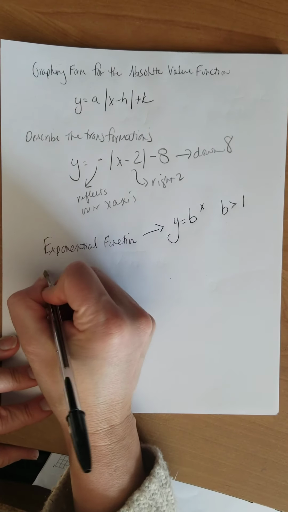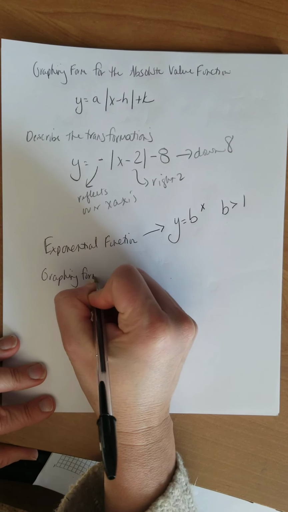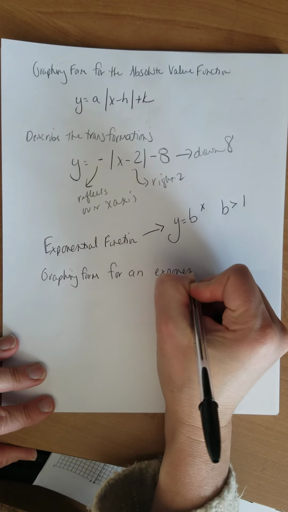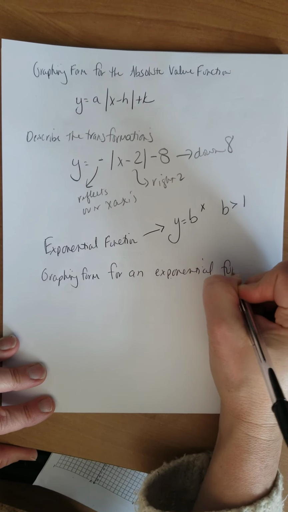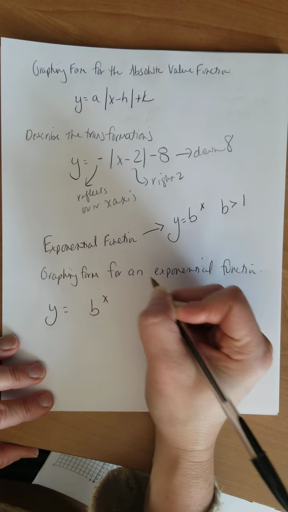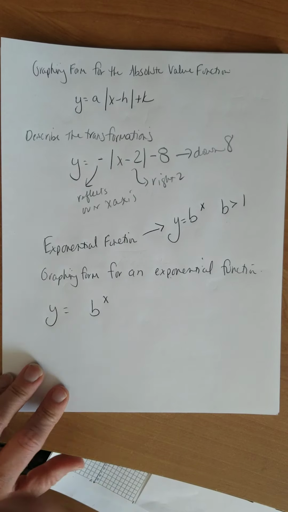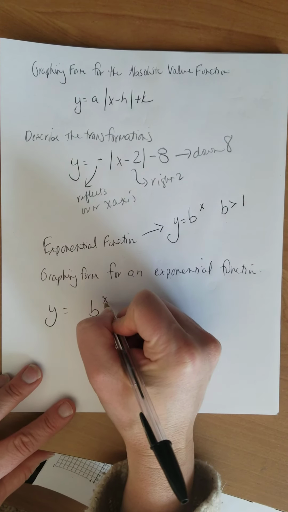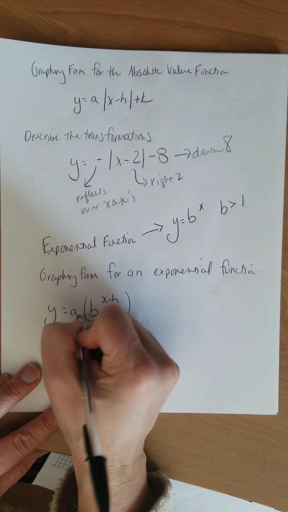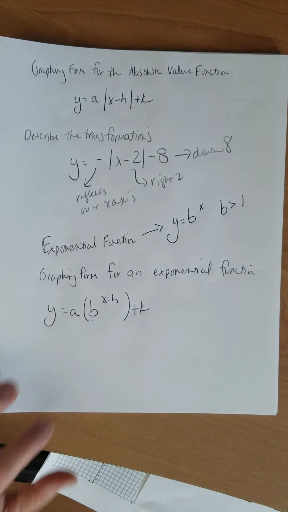So, graphing form for an exponential function. It's y equals b raised to the x. B has to be some number, and I'm going to make it 2 in my example. But if there's a horizontal shift, it'd be with the x, so that'd be minus h. If there's an a in front, that would be my stretch or my compression or my reflection, plus k on the outside. There it is.